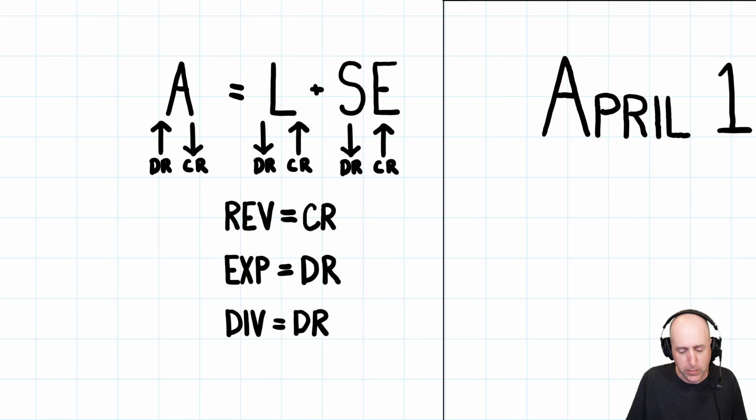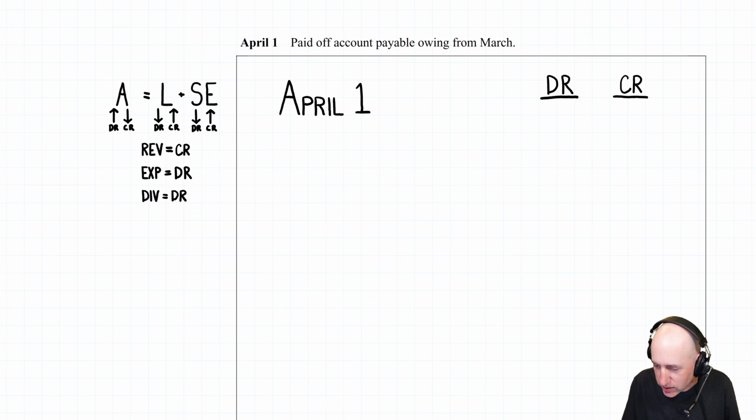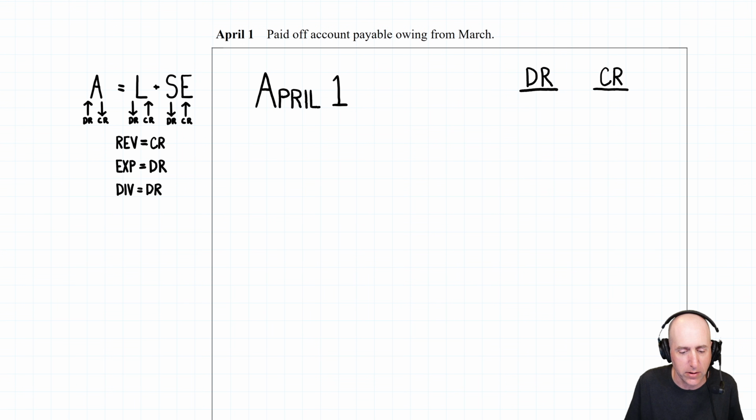Revenues, expenses, and dividends are sub-accounts of retained earnings. They're sub-accounts of equity. So revenues always make your equity go up. Expenses and dividends always make your equity go down. And therefore, revenues always take a credit because that makes equity go up. Expenses and dividends always take a debit because that makes equity go down. Okay, let's do a bunch of these journal entries.